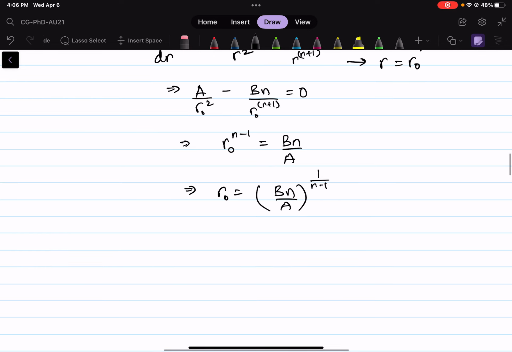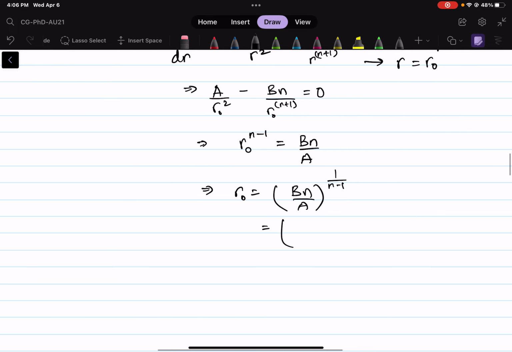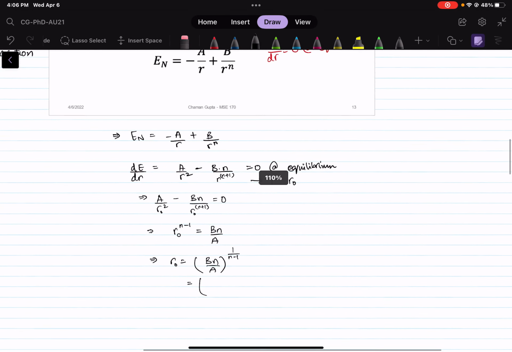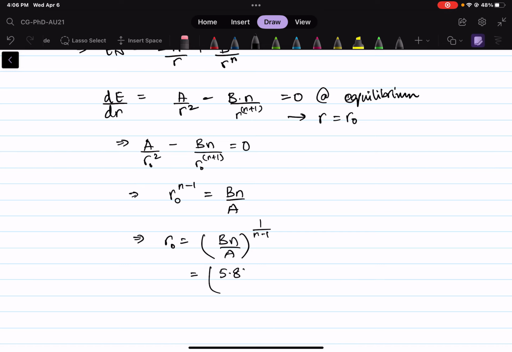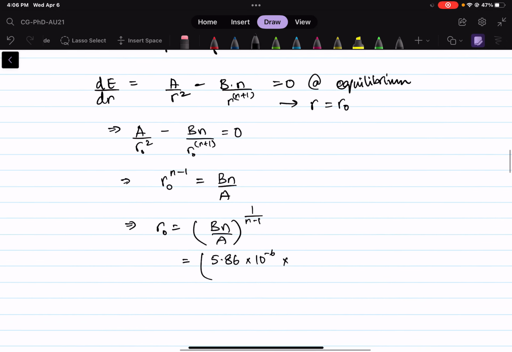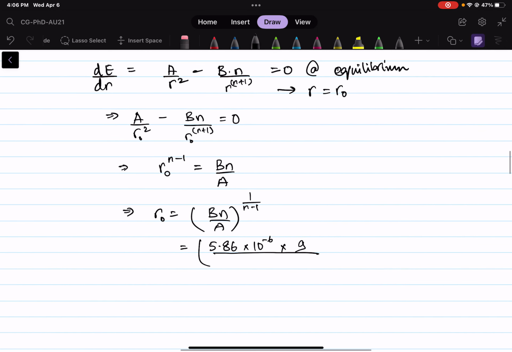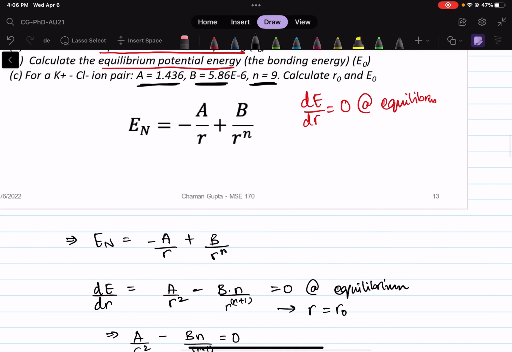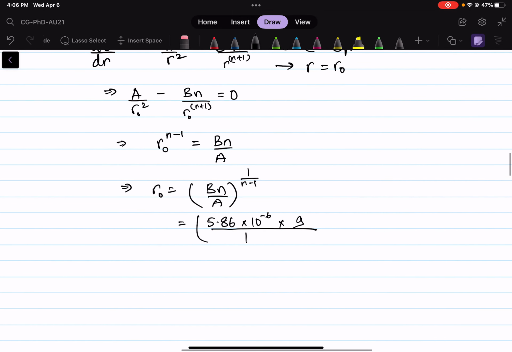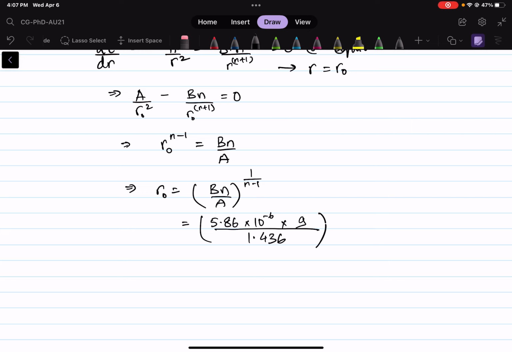Your B is given to you as 5.86 into 10 to the power minus 6, and your N is given to you as 9, and then A is given as 1.436, and then this goes over 1 over N minus 1, and N is 9, so we can write this as 1 over 8, and this will be your R naught.